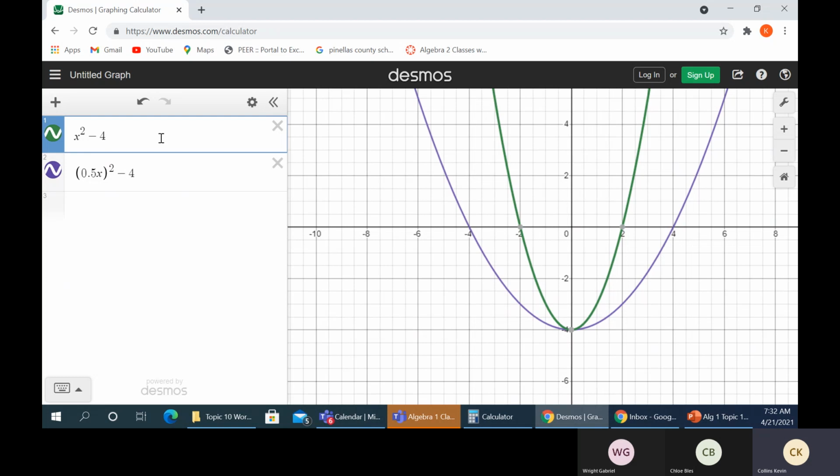So if you have a fraction or a decimal that is less than 1, then you're going to get the compression, the vertical compression. Okay. And obviously if the number goes negative, then that flips us around, and that's the reflection that we talked about at the beginning. So that's what we got going on there.